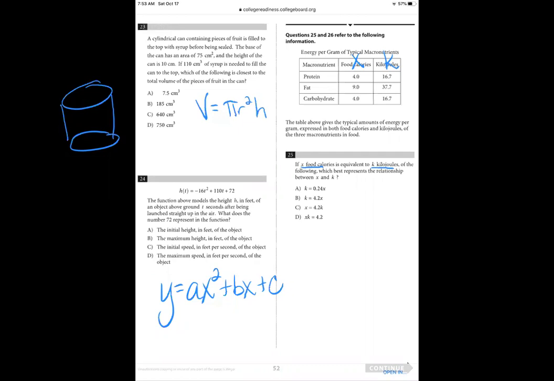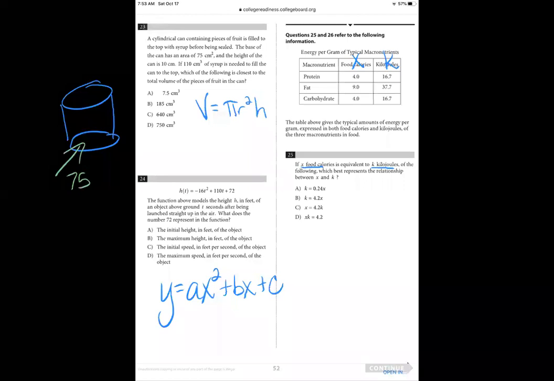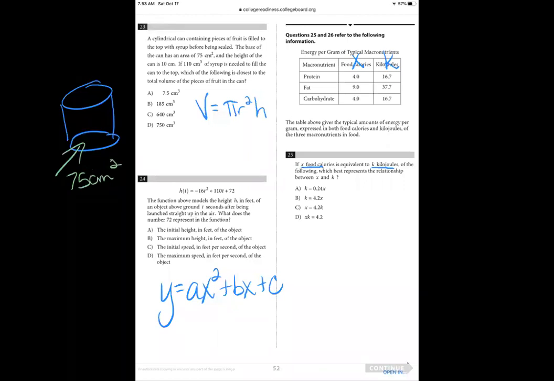So back to number 23. So we have this can of fruit. They tell you that the base has an area of 75 square centimeters. So that is actually this part of our formula, right? The area of a circle is pi r squared. So we can put in that 75. They also tell us that the can has a height of 10 centimeters. So there's our height. And we can solve for the total volume very, very easily. 75 times 10 gives us 750 cubic centimeters.